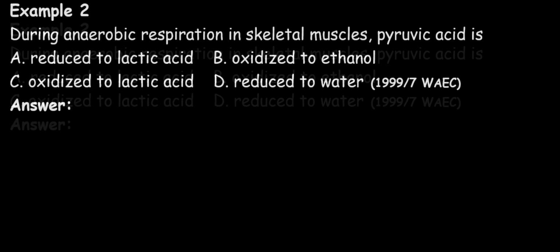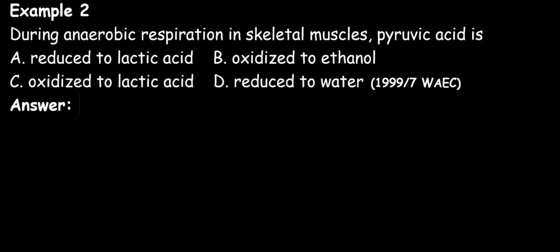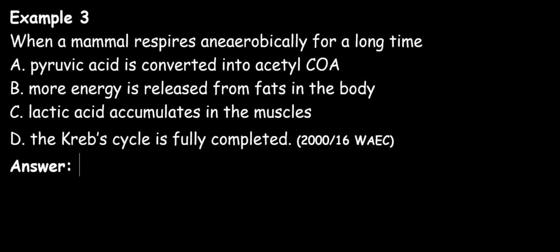So our next example, it says during anaerobic respiration in skeletal muscles, pyruvic acid is A. Reduced to lactic acid, B. Oxidized to ethanol, C. Oxidized to lactic acid, D. Reduced to water. The answer to this question is A. Reduced to lactic acid, and this is because in the absence of oxygen, pyruvic acid in skeletal muscles is reduced to lactic acid. Now to our next question, it says when a mammal respires anaerobically for a long time, A. Pyruvic acid is converted into acetyl-CoA, B. More energy is released from fats in the body, C. Lactic acid accumulates in the muscles, D. The Krebs cycle is fully completed. The answer to this question is C, because when a mammal respires anaerobically for a long time, lactic acid begins to accumulate in the muscle.